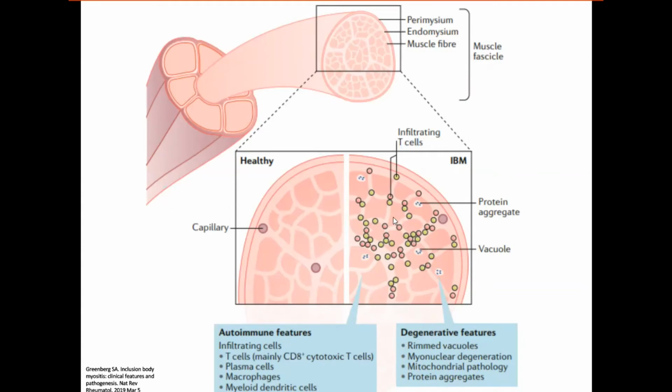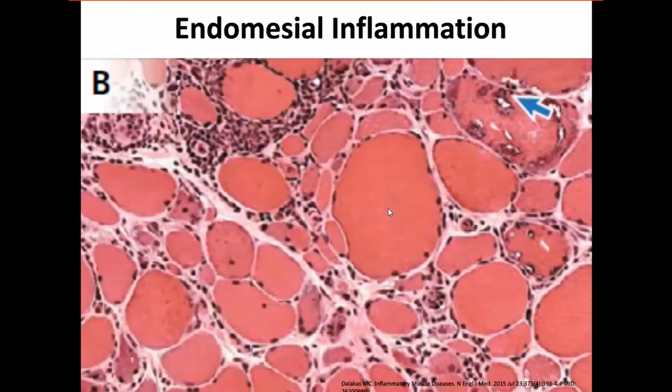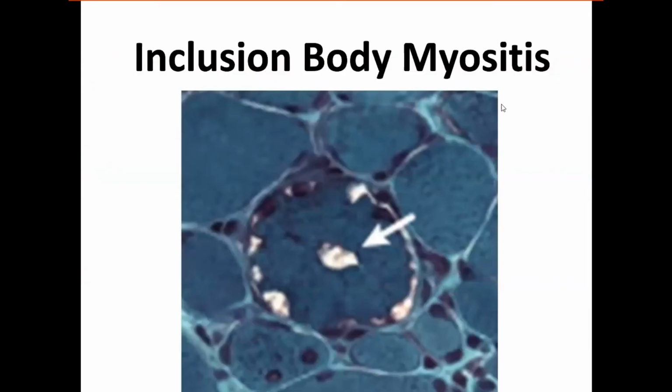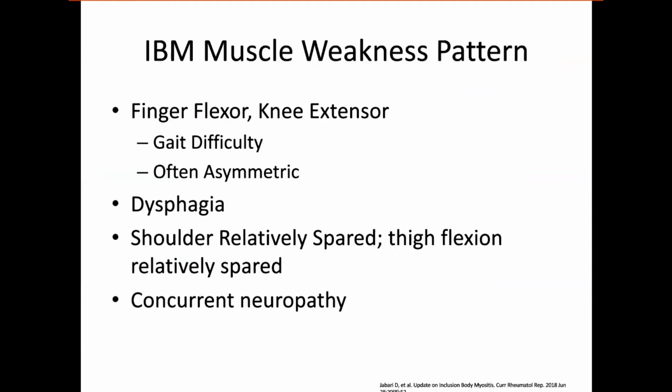immunosuppression. So again, the inflammation in inclusion body myositis is within the endomysium, so it's surrounding individual muscle fibers. And then again, you see these vacuoles here, and you can see that this is a trichrome stain. You can see it a little bit better on that as well. But I think this is really, really important to know because this is actually the most common myositis that presents above age 50 and has a very, very characteristic pattern of weakness.